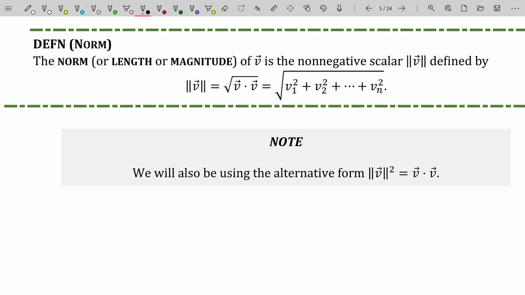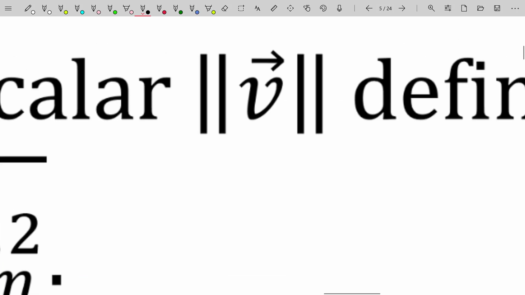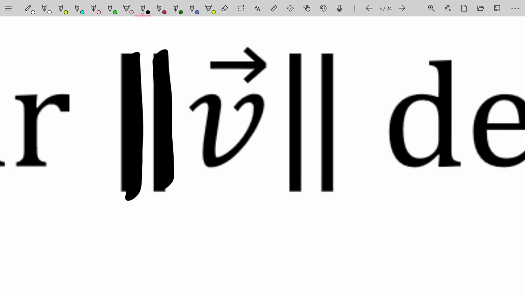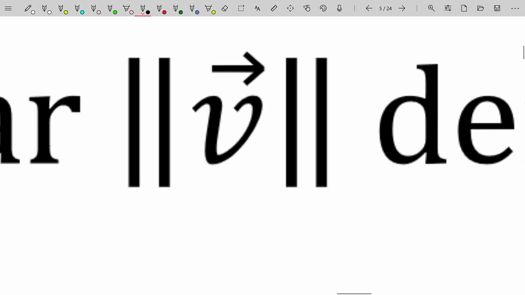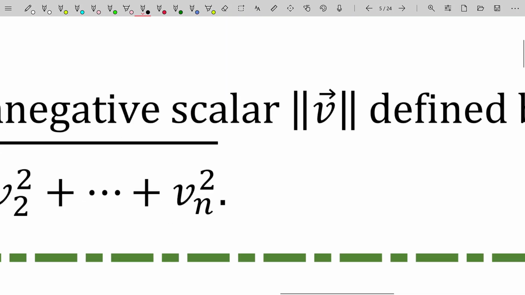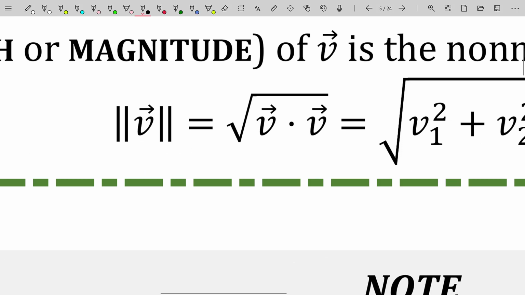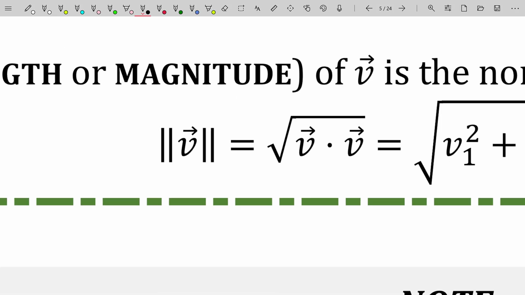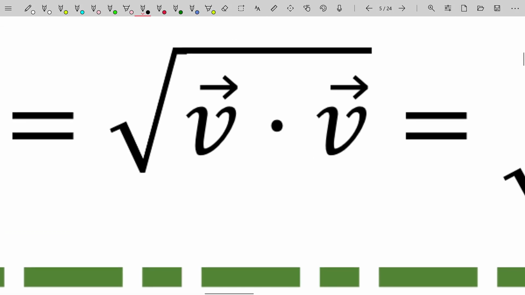The norm, which is also called the length or the magnitude of a vector, is a non-negative scalar, which we use this notation right here. It looks like an absolute value, except it's not. It's got double bars instead of single bars, but it sort of operates like that. It gives you the size of a vector. And it's defined by the following: the magnitude of V, also known as the norm of V or the length of V, is defined to be the square root of the dot product of V with itself.